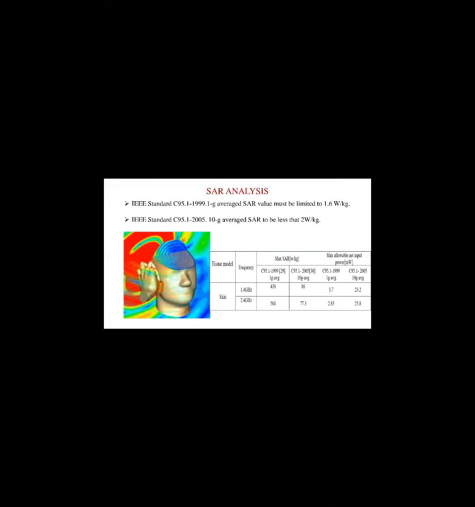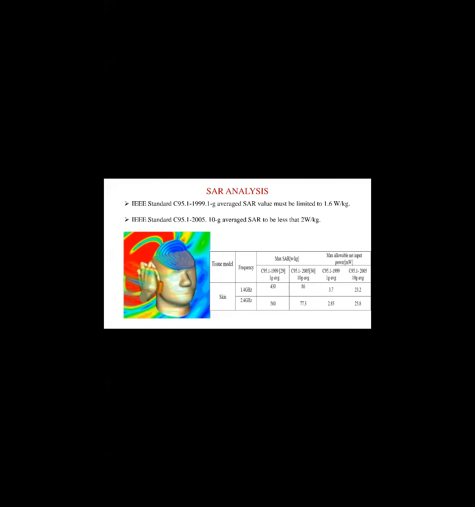By using our designed antenna, we are analyzing the SAR, that is the specific absorption rate. We know that SAR limits are assigned or controlled by different countries. SAR is used to measure the rate at which energy is absorbed per unit mass. When exposed to an electromagnetic field, tissue can absorb some form of energy, averaged either over the whole body volume or over small sample volumes. If you take any sample, we can calculate the SAR values.